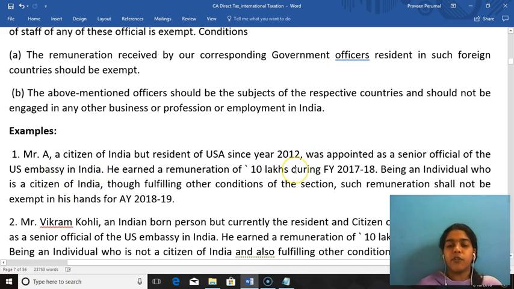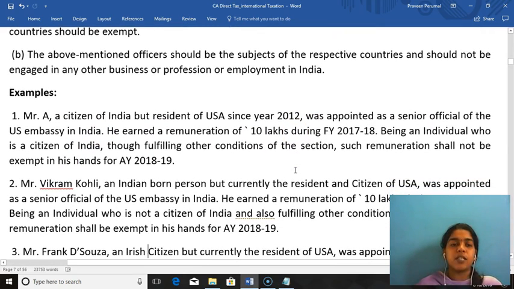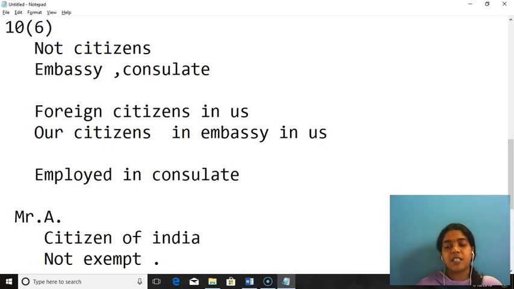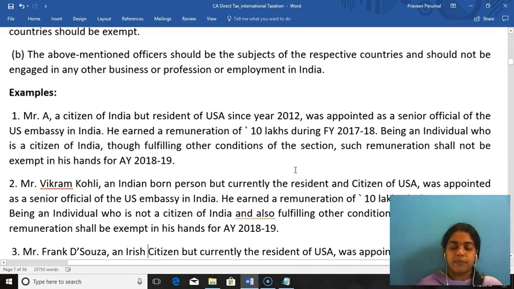He earned remuneration of 10 lakh. Being an individual who is a citizen of India, though fulfilling the other conditions, the remuneration shall not be exempt. Not exempt. Why is that so? He is not a citizen of the US. He is just a resident of the US, but he is still a citizen of India only. Therefore, it is not exempt.